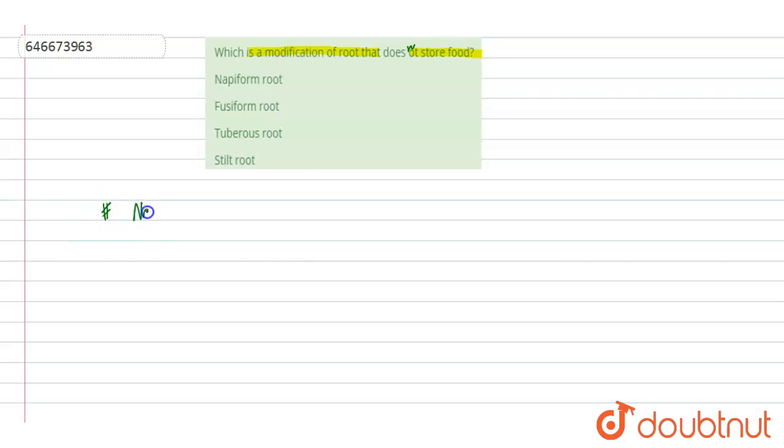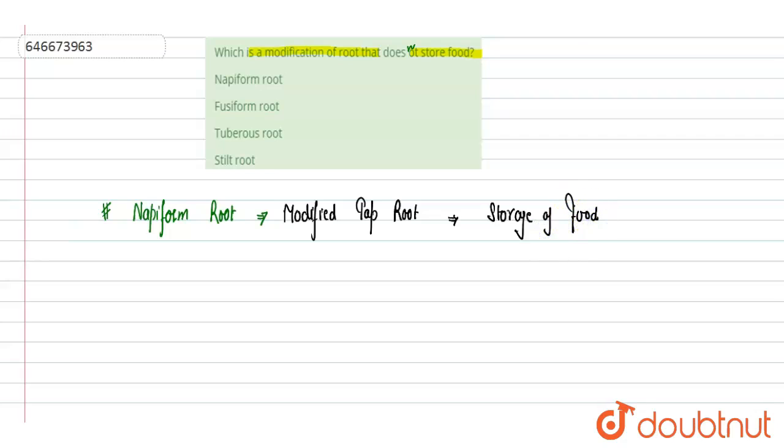Here we will see the options one by one. First one, we have the napiform root. Napiform root is a modified root. It is a modified taproot that is used for the storage of food. A common example is in the case of beet and turnip.